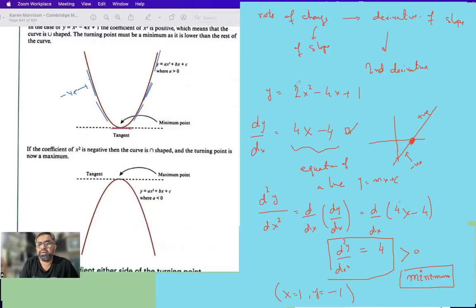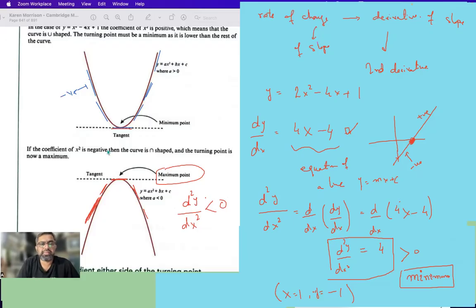If we have a negative leading coefficient, in that case it's going to be a maximum. In a maximum, we see that slope is positive and getting less positive. It becomes 0 and then becomes negative. It means when we have a maximum point, the turning point is a maximum point. At that point, the second derivative, d square y by dx square, has to be negative, because from positive it's going towards negative. So it means the rate of change of slope is negative.